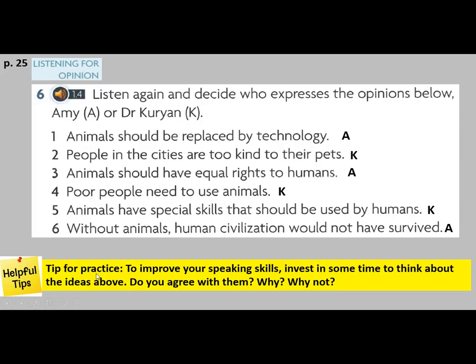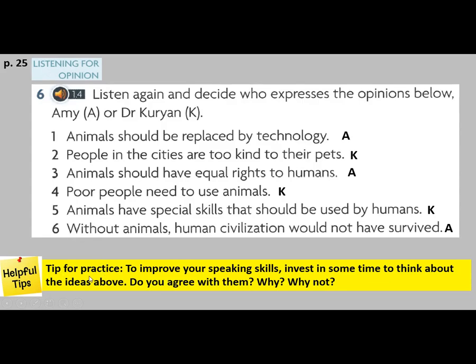Now, if you want to practice speaking, if you want to speak well at B1 level, what you can do is this. To improve your speaking skills, you need to invest some time. You need to spend some time to think about these ideas. Do you agree with them? Why? Why not? For example, this idea, animals should be replaced by technology. Do you agree? Why do you agree? Or why don't you agree? If you think about these ideas, and what is your opinion, spend some time. This can help you in your speaking skills.